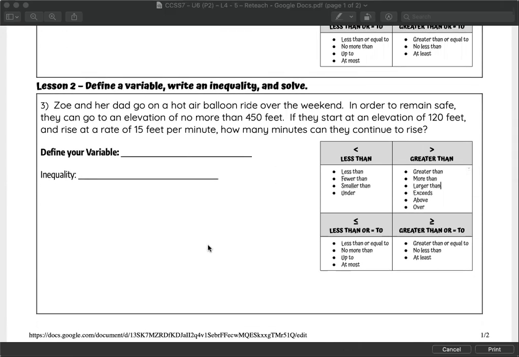All right, so now let's look into some real world applications. Zoe and her dad go on a hot air balloon ride over the weekend. In order to remain safe, they can go to an elevation of no more than 450 feet.